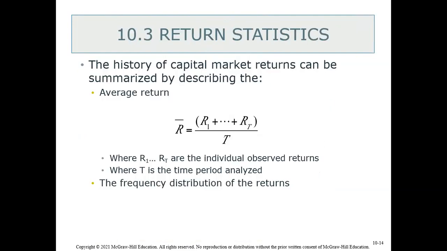So we could summarize the history of the capital markets by an average return, where R1 to RT are the observed returns, and where T is the time period analyzed. So if you wanted to do a 10-year period, 1975 to 1985, you would use the returns from 1975 to 1985 individually and divide it by 10.